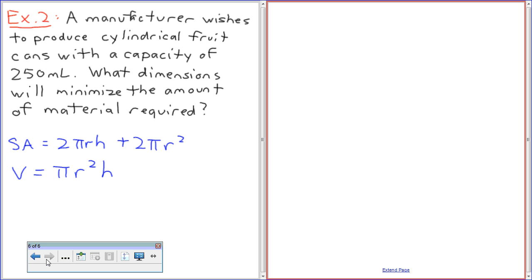No. So what you guys are going to do is start with 250 equals pi r squared H. That's what you're given. You're going to isolate H, and then you're going to sub into the other equation and then optimize it. You guys can do that.